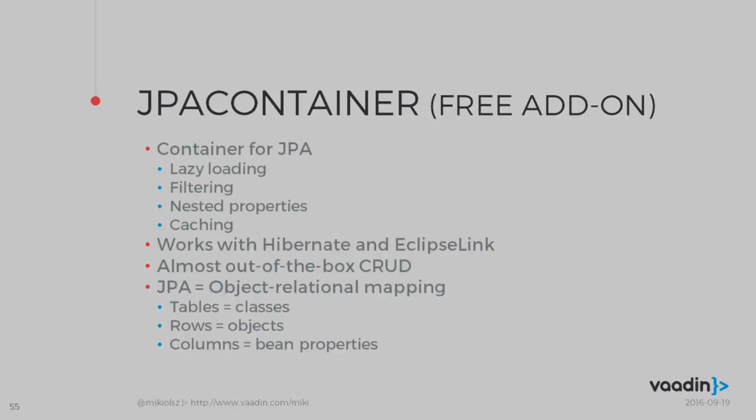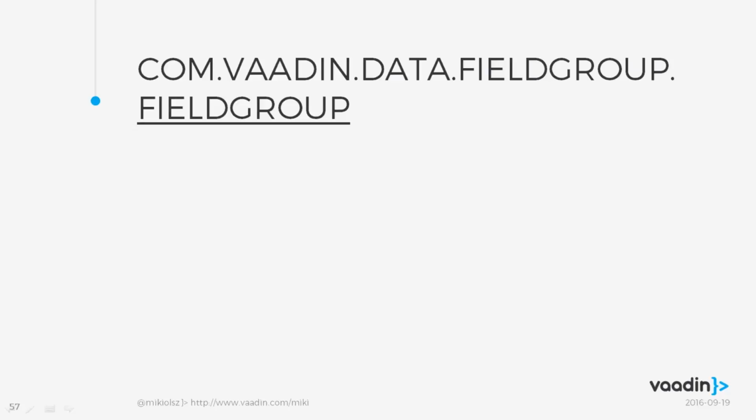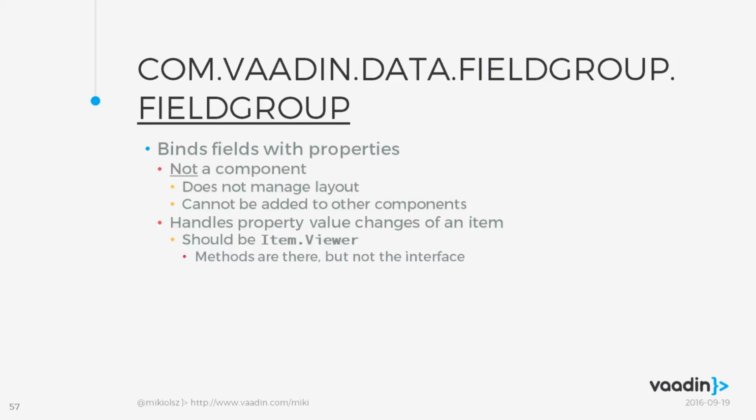Okay, well, we have the property and item, and we have a container that connects to data. Field binding: we have to do something with that data. We have to bind it to the components. And here is where we have a field group. A field group is not a component. It does not manage any layout. You cannot add it to anything.